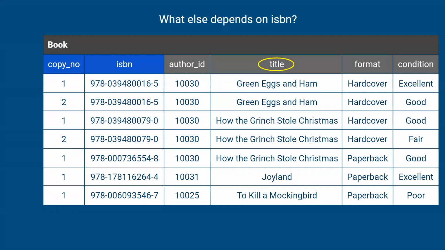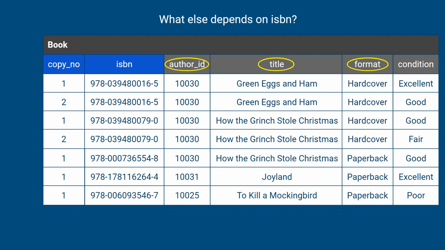So title depends on ISBN. What else depends on ISBN? Author ID? Author ID depends on ISBN. What else? I don't know if format does. Format depends on ISBN. Okay. I'm pretty sure about this. Format determines part of what the ISBN says. So if you have a paperback book that's exactly the same, otherwise it's a different ISBN, I think.